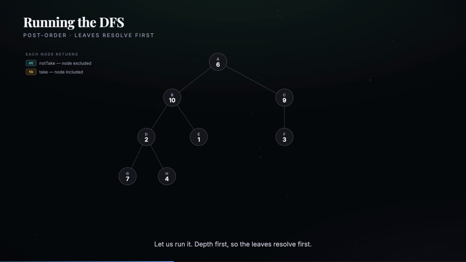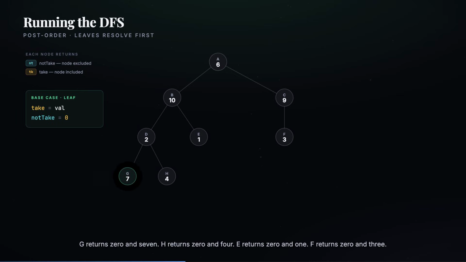Let us run it. Depth first, so the leaves resolve first. A leaf has no children, its take is its own value, and its not take is 0. G returns 0 and 7. H returns 0 and 4. E returns 0 and 1. F returns 0 and 3.